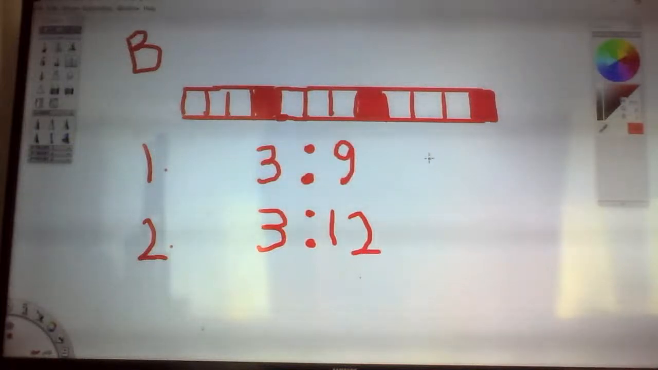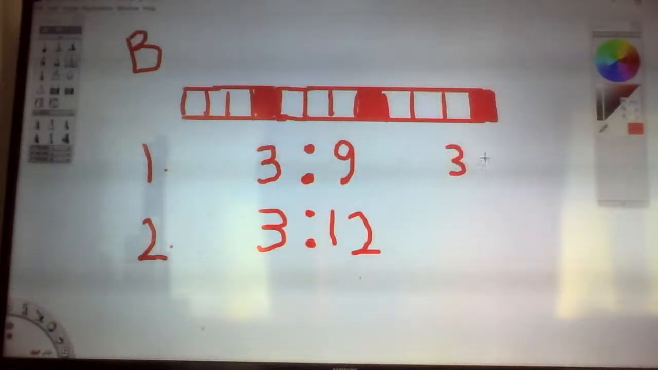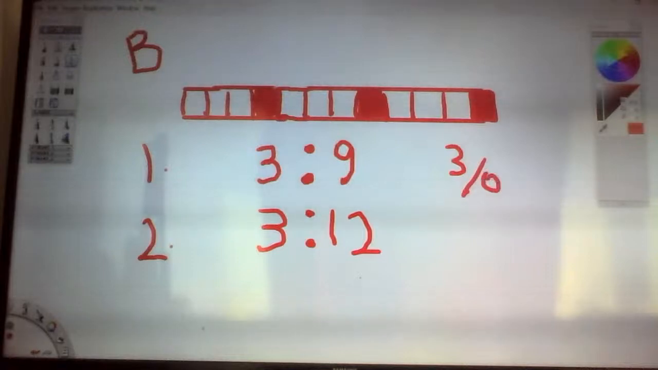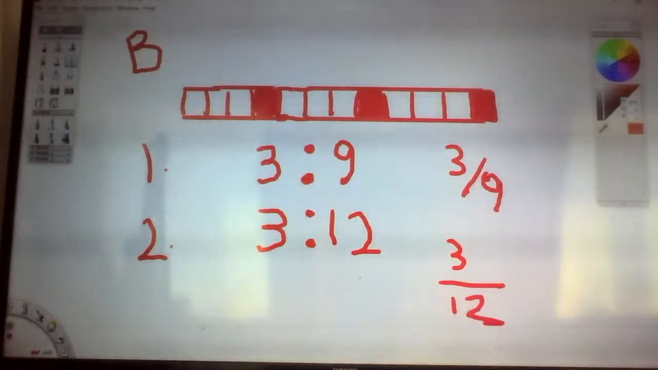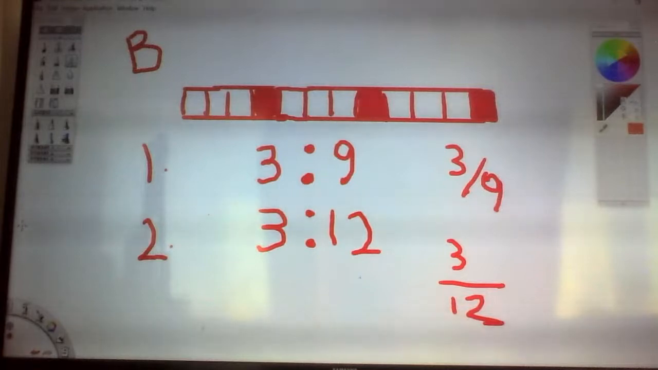12 is a bit off. As a fraction, it could look like this. Or a fraction, sometimes the bottom one could look like this with a straight line. They all kind of mean the same thing. All right, so that's B done.